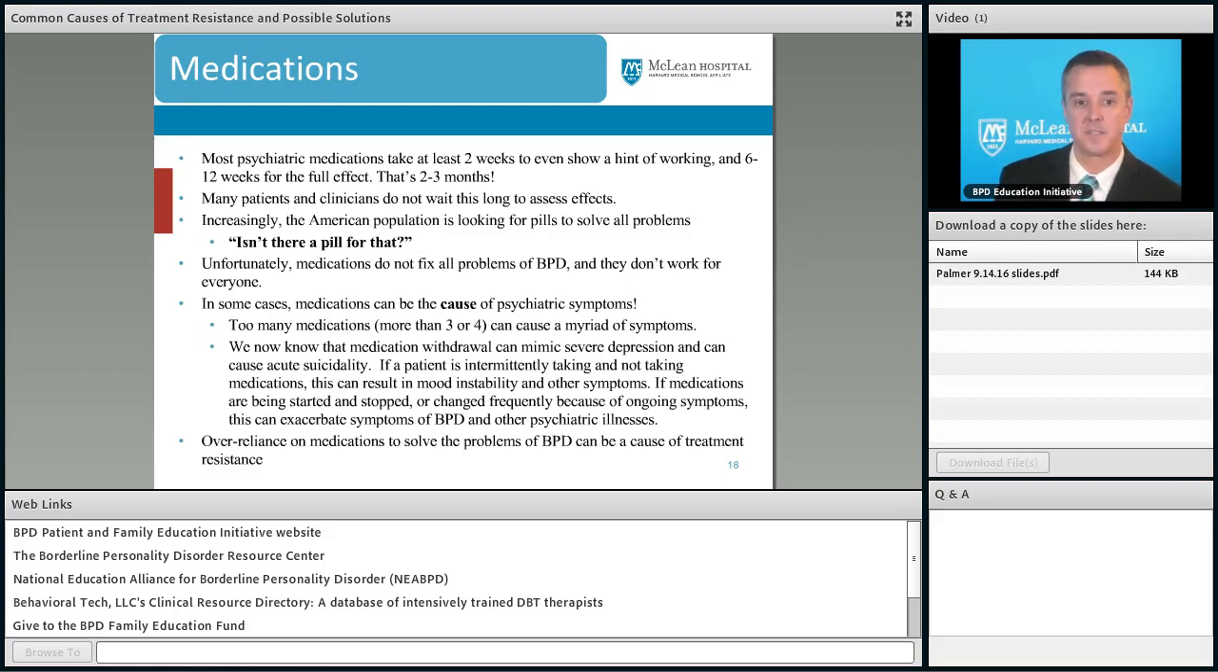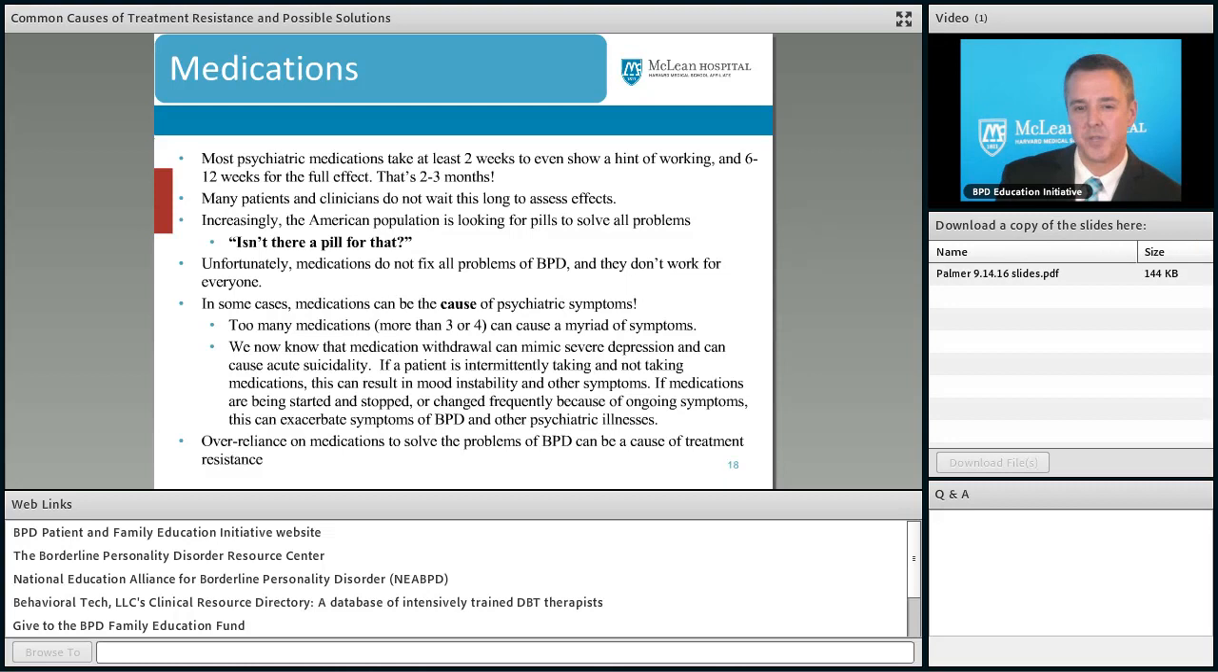Increasingly, I think people across America are looking for pills to solve all their problems. With all the commercials on TV, there's a pill for this, there's a pill for that, isn't there a pill for this? Unfortunately, medications do not fix all of the problems of borderline personality disorder, and I want to make that abundantly clear, because all too often, when I have been referred patients with borderline personality disorder with treatment resistance, they have relied heavily on looking for the magic pill to cure them. And unfortunately, they haven't found it.